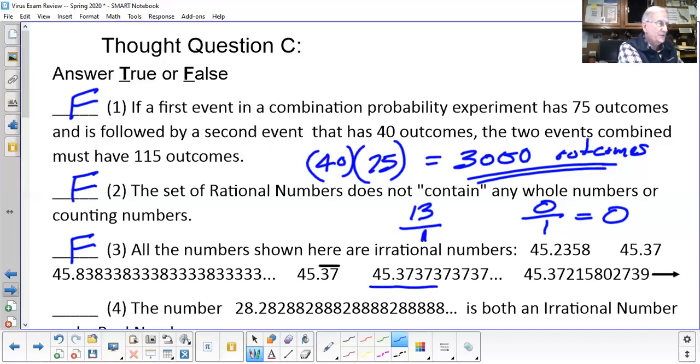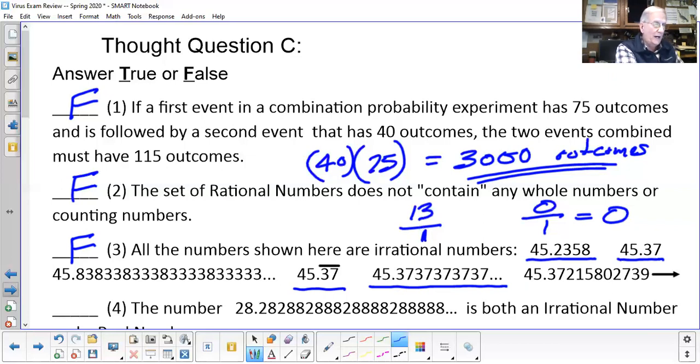This is rational because it's a repeater. It repeats to infinity. This is rational because it what? It terminates. This is rational because it terminates. Okay? This is rational because it repeats. Okay? So there are two numbers there, however, that are irrational.